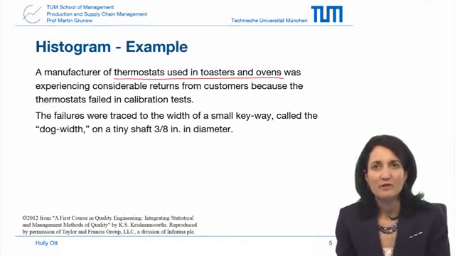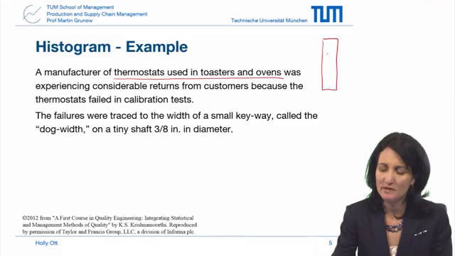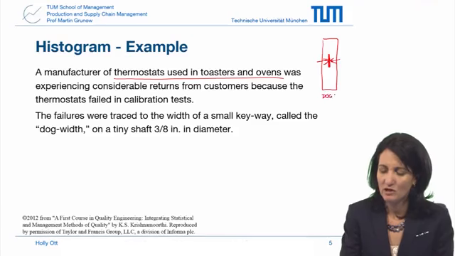The failures were traced to the width of a small keyway on a tiny shaft on the thermostat. So I don't know what this looks like. I've never worked with a thermostat before, but I have a small shaft which has a width, a small keyway here. This is called a dog width.